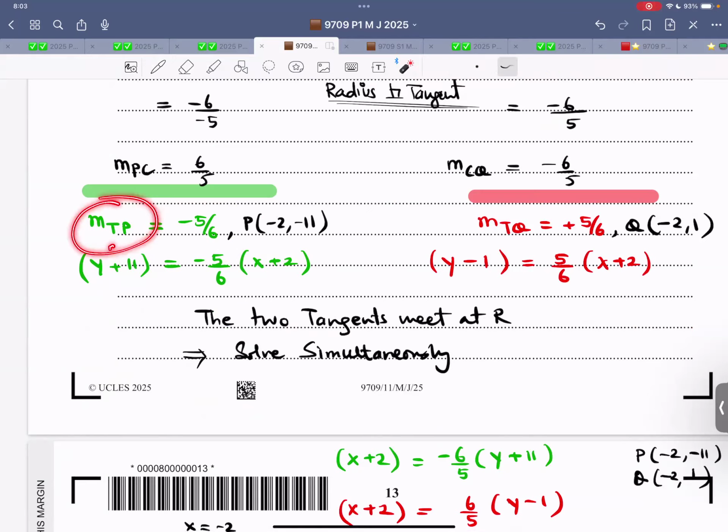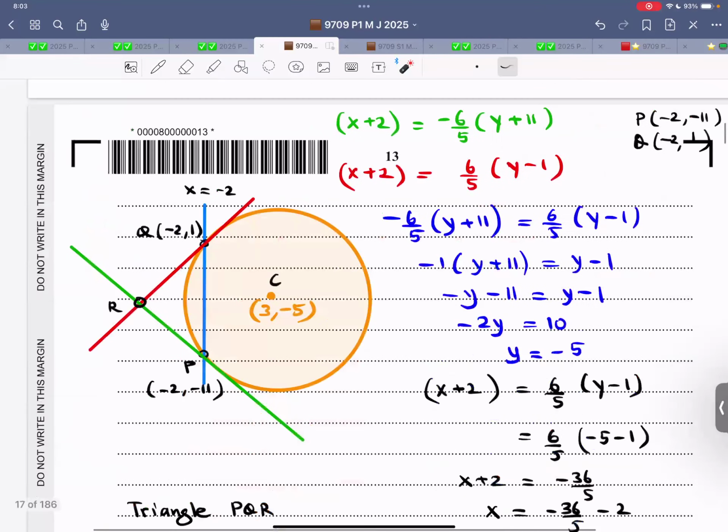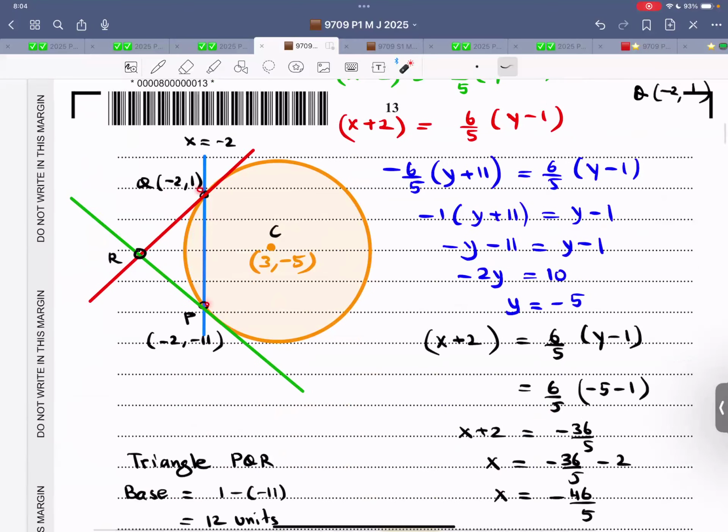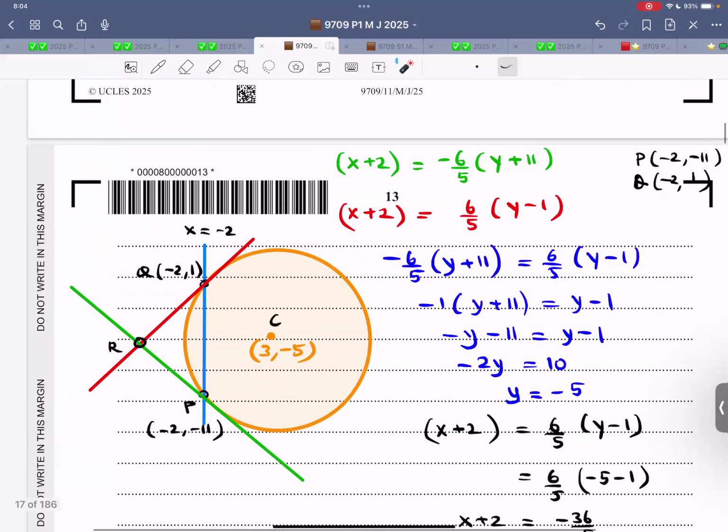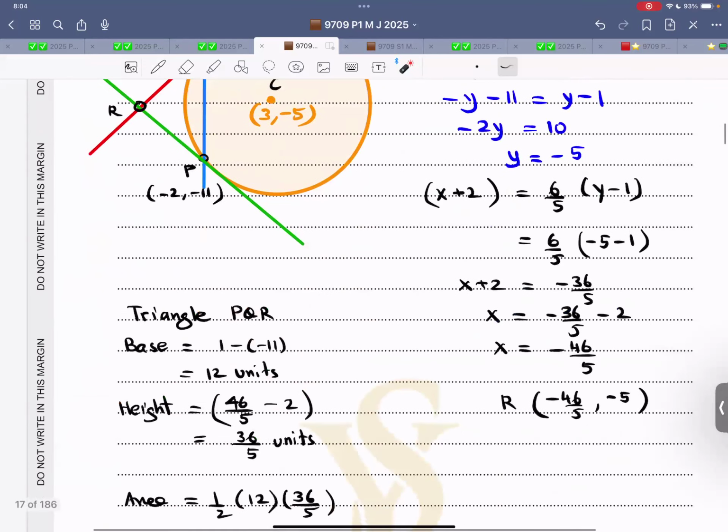Now you have the gradient of the tangent. You have the point. Find the equation. The two tangents meet at R, therefore solve simultaneously. I have labeled this as R because there was P, there was Q. So let me label this as R. Now you solve it simultaneously. You find the value of X and you find the value of Y. Expect the unexpected. Expect similar answers like this.